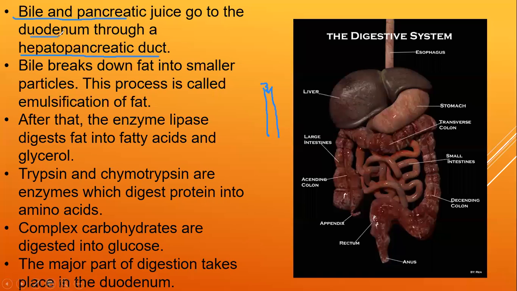What is the duodenum? Comment fast, guys. What is the duodenum? The duodenum is the first part of the small intestine. Yes, Ishiga. First part of the small intestine.